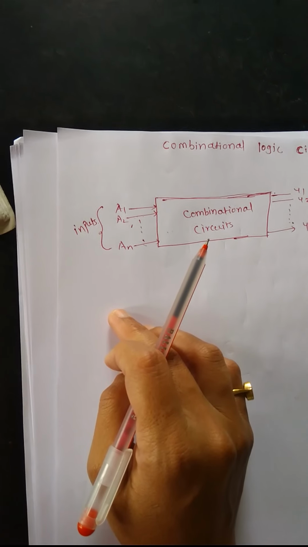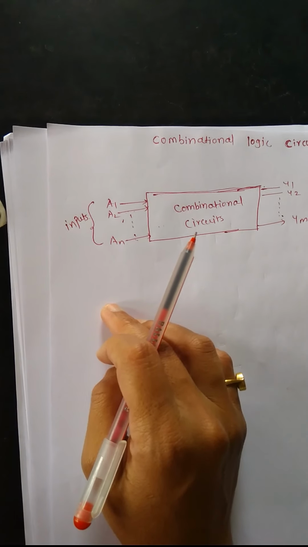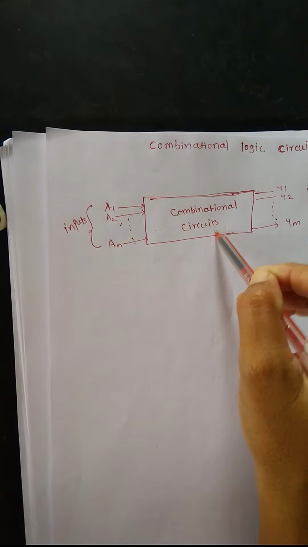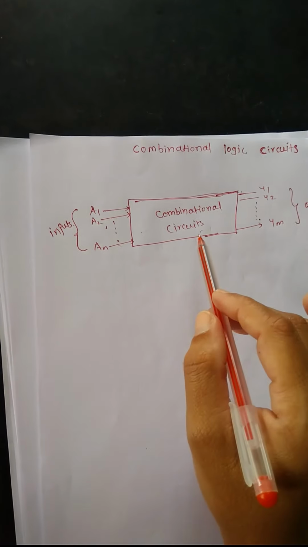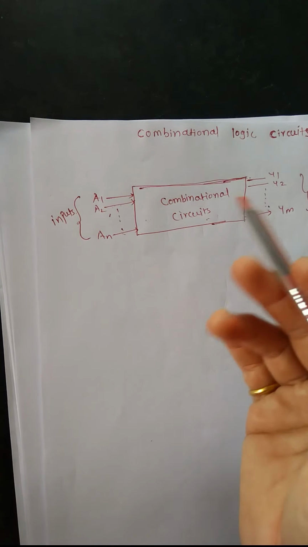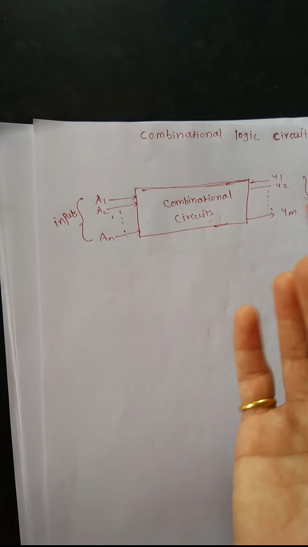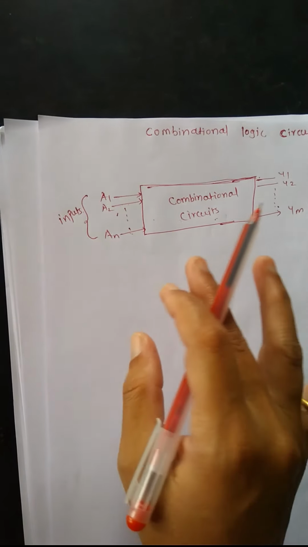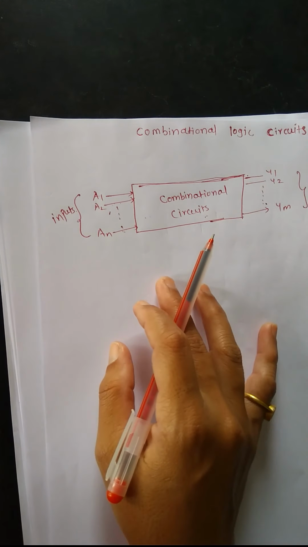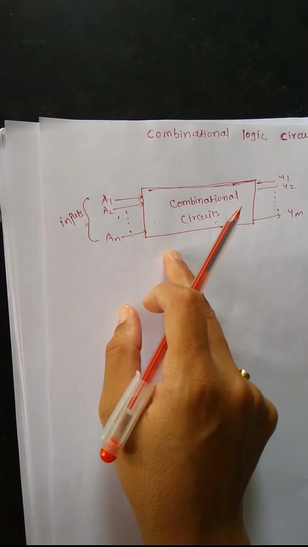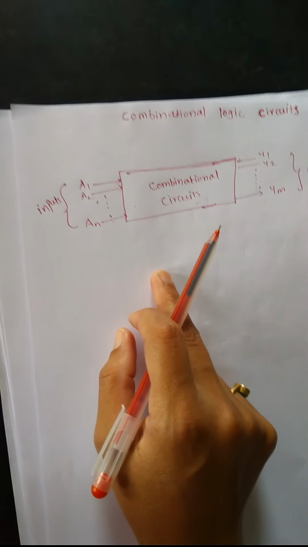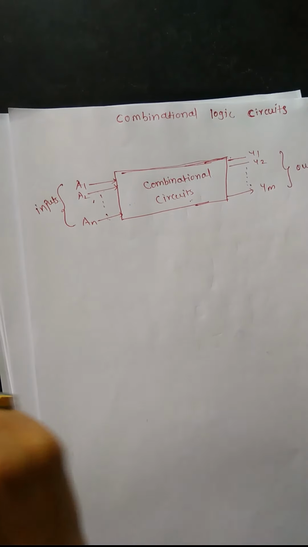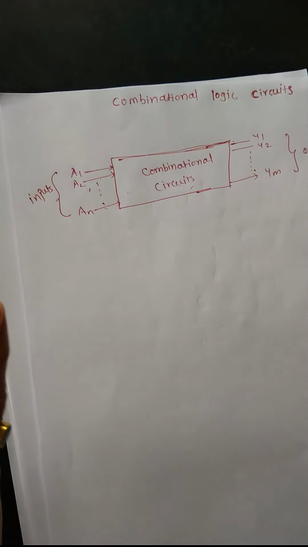encoder, decoder, multiplexer, demultiplexer. In this combinational logic circuit topic, one question is asked: the difference between combinational circuit and sequential circuit. In the next topic, sequential circuit, we will see the difference between combinational and sequential circuit. First, these are the examples: adder, subtractor, comparator, code converter, encoder and decoder, multiplexer, demultiplexer. And these adders, subtractors, multiplexers, demultiplexers are also studied in the practical.